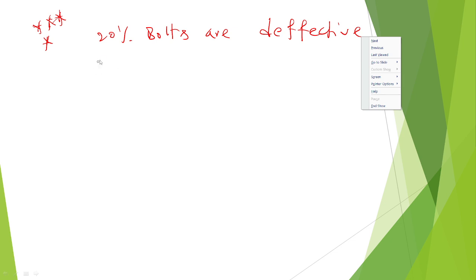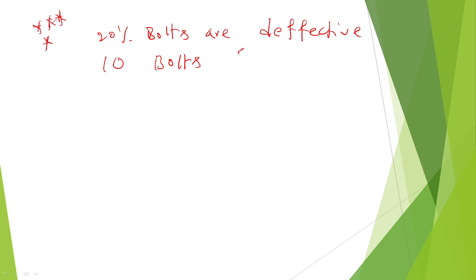So this is one more example. This is very important for academic questions. 20% of bolts produced in a factory are found to be defective. If 10 bolts are selected at random, find the probability that 2 bolts will be defective.